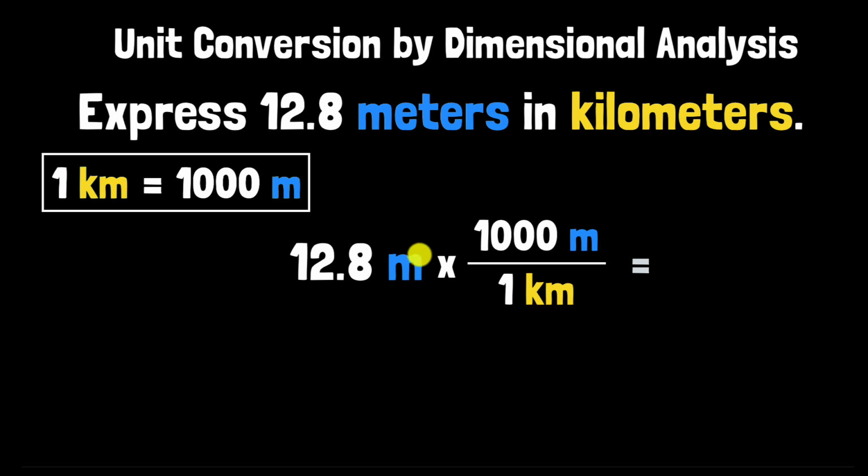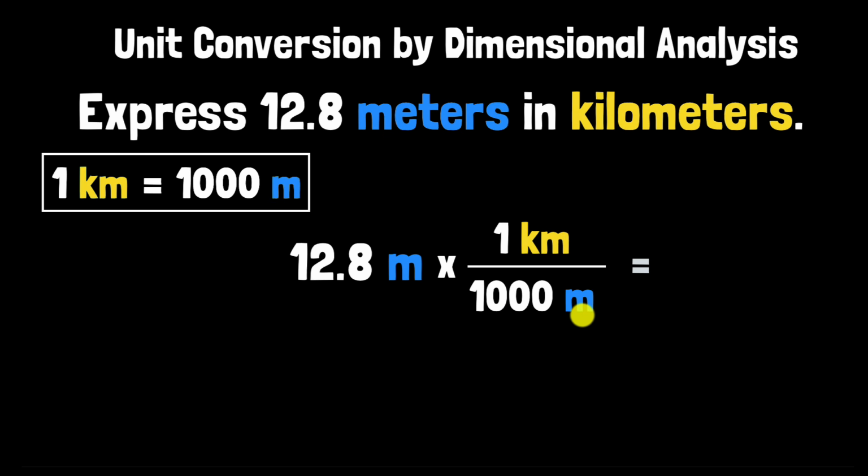Well, no, because we want the meters to cancel out. That means we want the meter in our conversion factor to be in the denominator and the kilometer to be in the numerator. So we should just do it the other way around. 1 kilometer should come in the numerator and 1,000 meters should come in the denominator. And that's how you do it. So you see, you just pick the conversion factor that allows you to cancel the unit that you don't want and gives you the unit that you want in the numerator.